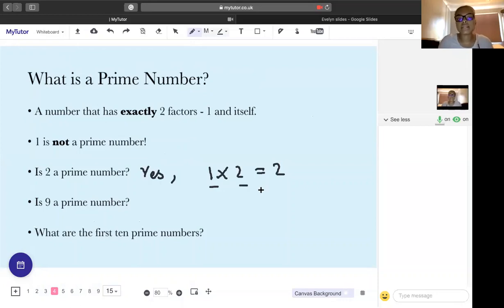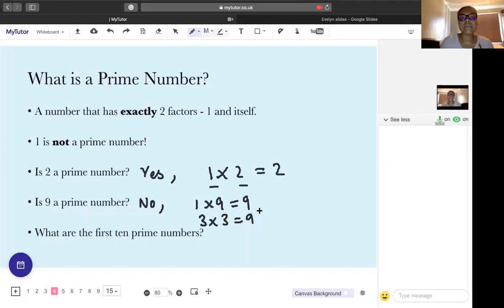So 1 and itself. Now 9 is not a prime number because even though 1 times 9 is 9, you can also have 3 times 3. So it doesn't only have 2 factors, it has 3 factors: 1, 3, and 9.